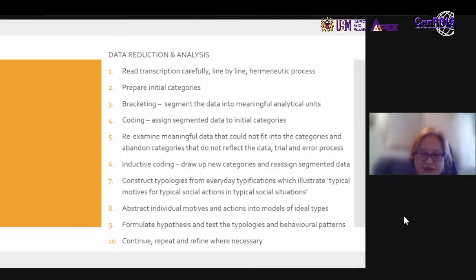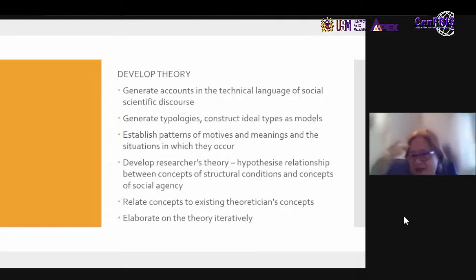Then construct typologies from everyday typifications which illustrate typical motives for typical social actions in typical social situations. So abstract the individual motives and actions into models of ideal types, formulate hypotheses and test the typologies and behavioral patterns, and continue and repeat and refine. So develop the theory, generate accounts in technical language of social scientific discourse, generate typologies, constructing ideal types as models, establish patterns of motives and meanings and the situations in which they occur.